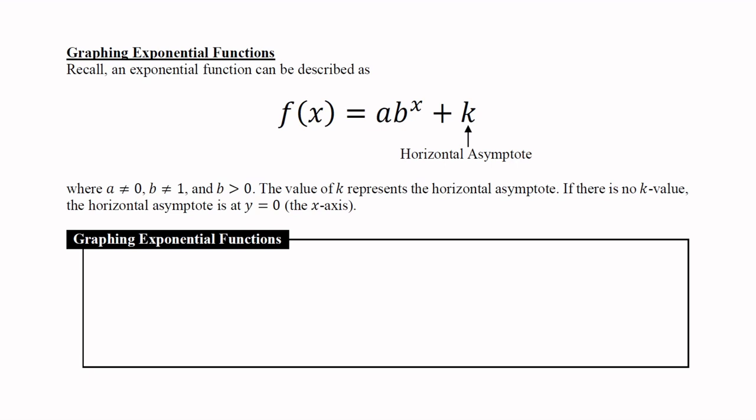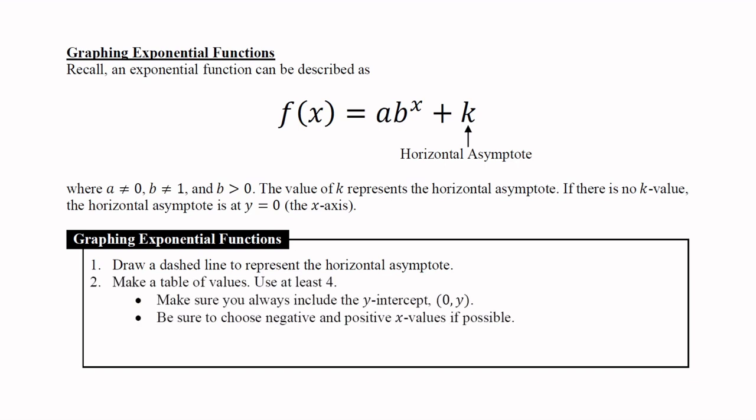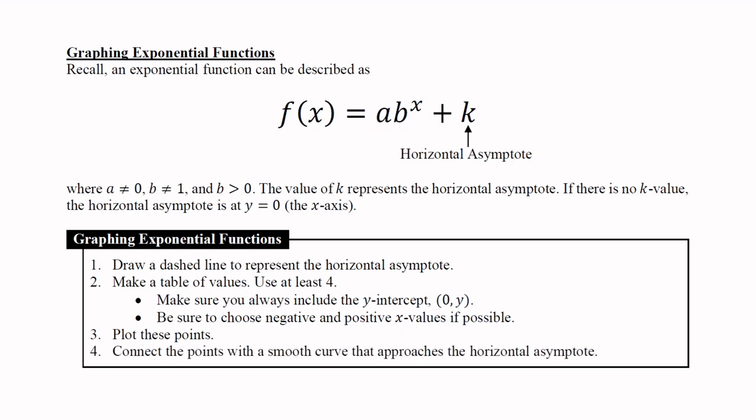So graphing exponential functions, first you will want to draw a dashed line to represent the horizontal asymptote. You're going to need that line to guide what your graph is going to approach. Then make a table of values, and you want to use at least 4. Make sure you always include the y-intercept, or at least include it if possible. Be sure to choose negative and positive x values if possible as well. Plot these points and connect the points with a smooth curve that approaches the horizontal asymptote.